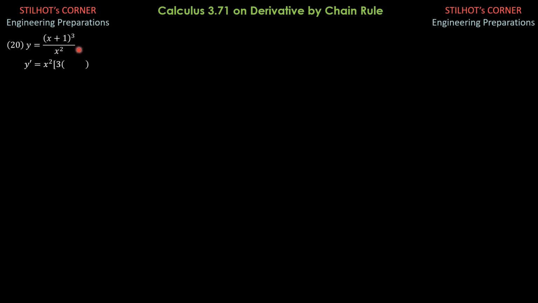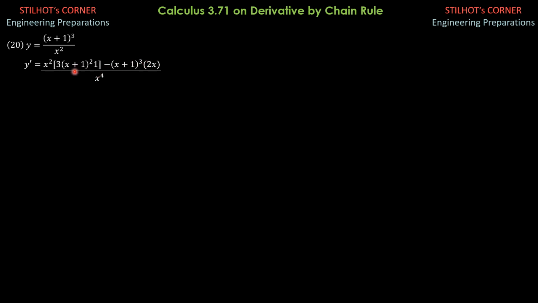Then let's do problem 20. This is the last part. So y is quantity x plus 1 cubed over x squared. So we have derivative of ratio. So y prime is denominator x squared times derivative of numerator, which is 3 quantity x plus 1 squared times 1. Derivative of x plus 1 is 1. Then minus numerator, we copy the numerator, times derivative of denominator 2x. Then all over denominator squared, which is x to the fourth. So minus quantity x plus 1 cubed times 2x all over x to the fourth.